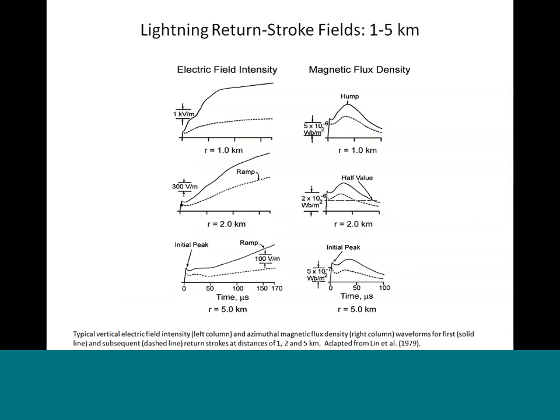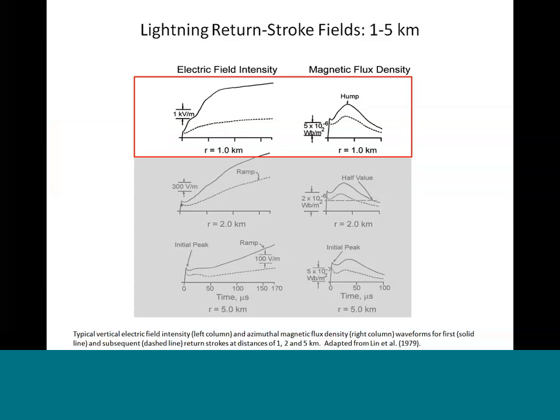Here is one of the most important electric and magnetic field measurements from first and subsequent return strokes. The solid lines are due to the first return stroke, and the dashed lines are due to the subsequent return stroke. As you see, this is the vertical electric field at a distance of 1 kilometer from the channel base. So we had the lightning; it propagated outward to the cloud. This is the first and subsequent return stroke portion, and this is the electric field and the azimuthal magnetic field measured at ground level at a distance of 1 kilometer from the channel base.